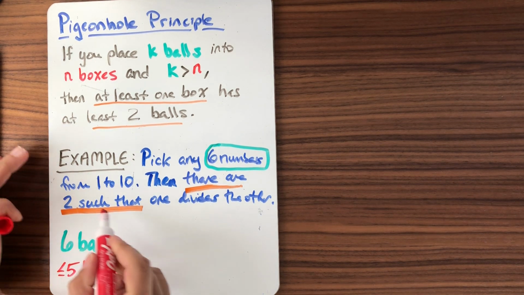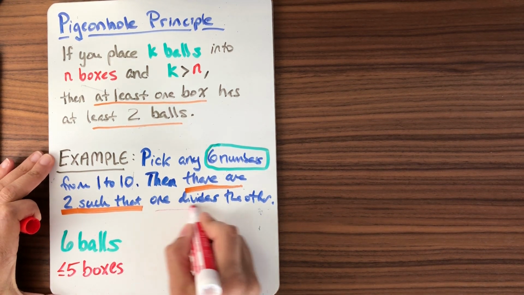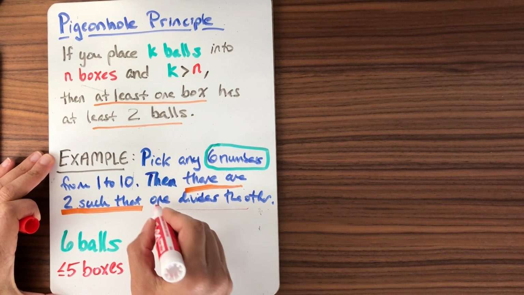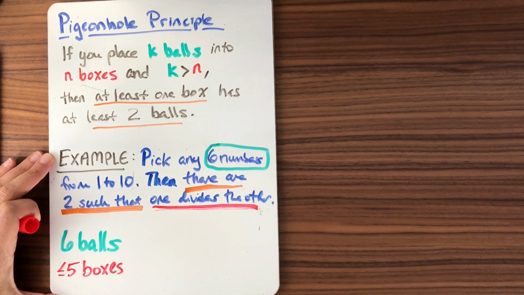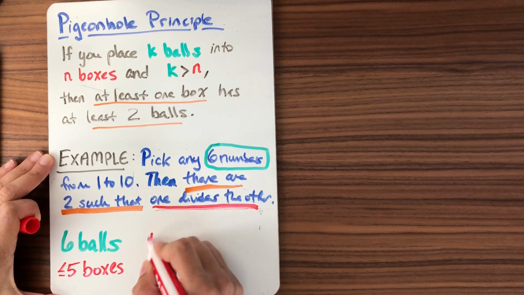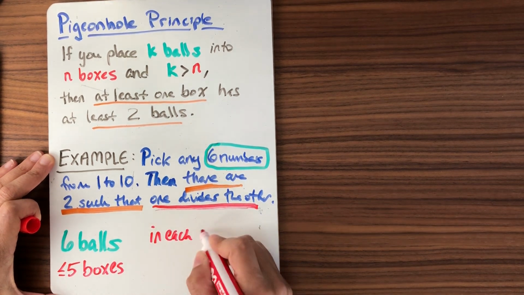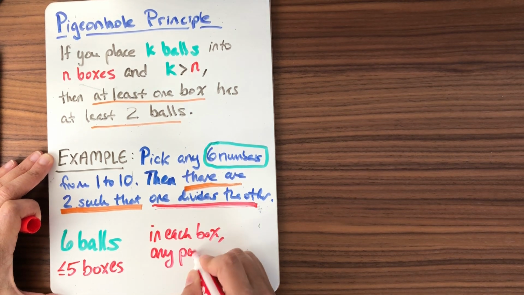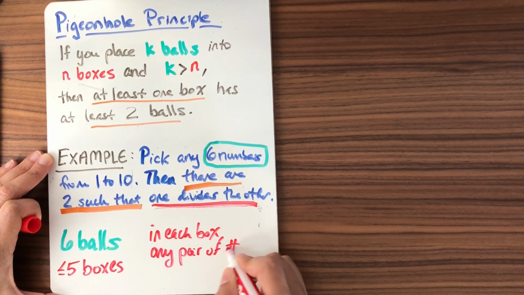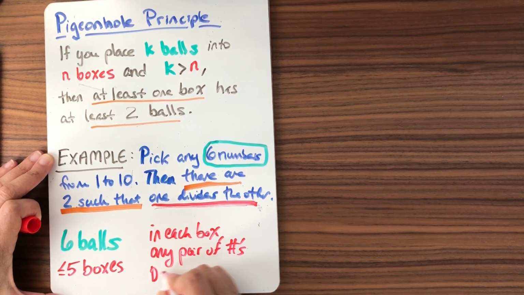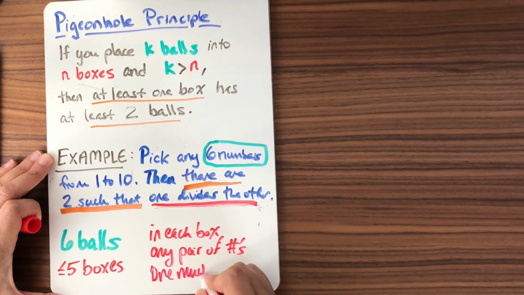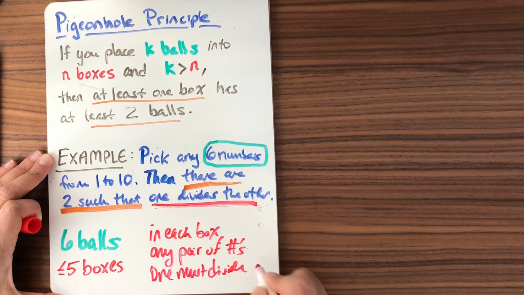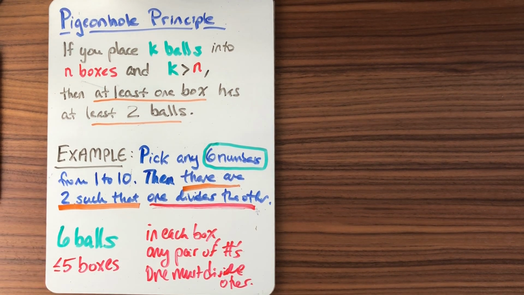And the boxes have to satisfy this property. Here's the property that we want the boxes to satisfy. So in the same box means one divides the other. So in each box, any pair of numbers, one must divide the other. Okay, that's kind of a crazy condition. But that's okay. We can handle that.